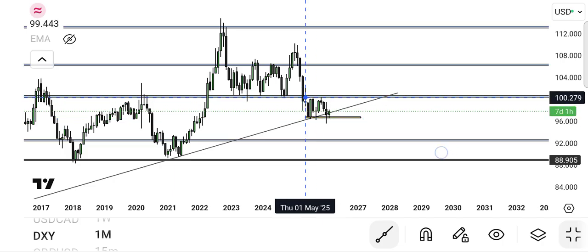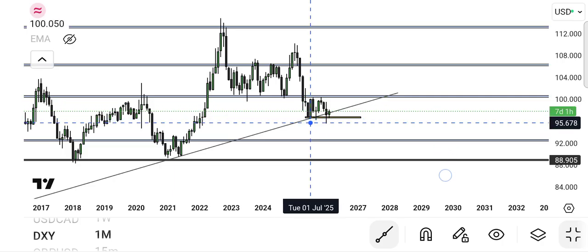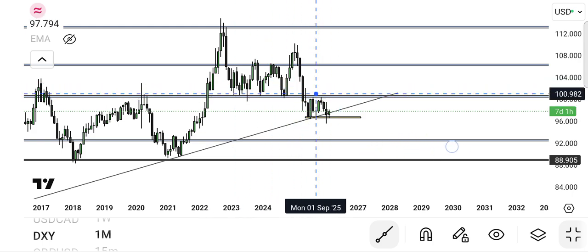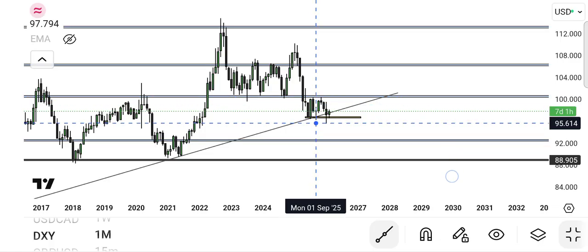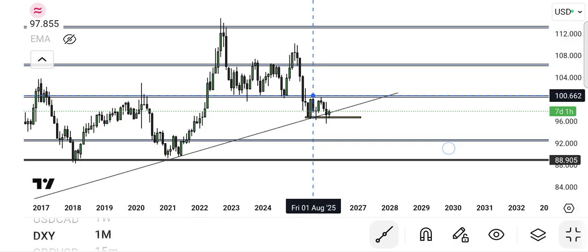It came to this third touch of this trend line and reacted on it. Then what? Very nice buy pressure came back. Now this resistance zone held it, because this is the neckline of the double top. It held it and pushed it back down. This trend line also held it and pushed it back up. This resistance zone held it.